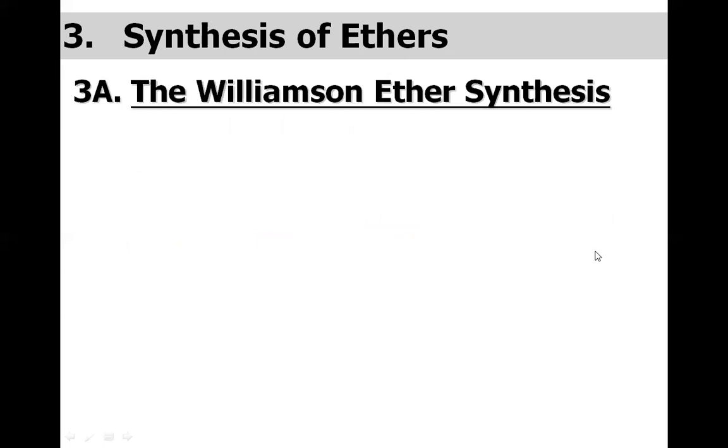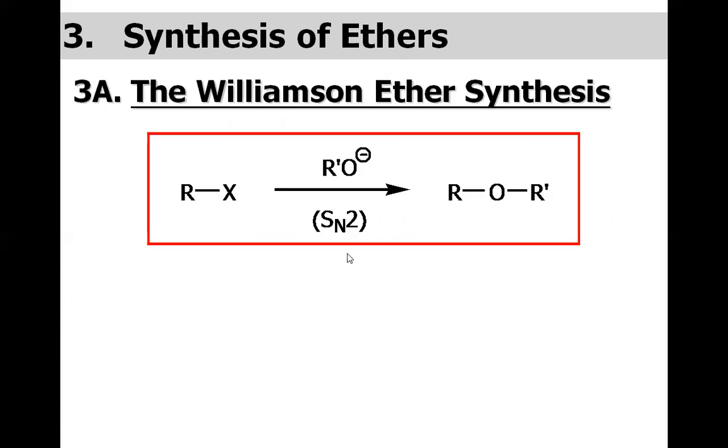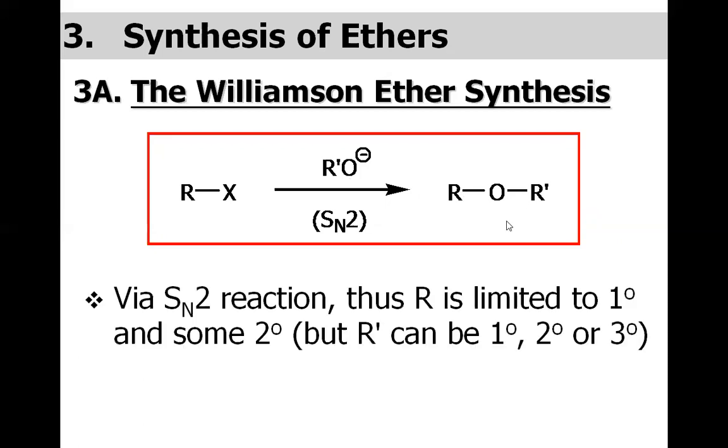Let us discuss the synthesis of ethers. The most common and the first method described here is the Williamson ether synthesis. It's a simple SN2 reaction in which the alkoxide attacks the alkyl halide and the bromine departs to afford the ether. And since it is SN2, this alkyl halide is preferably a primary alkyl halide.